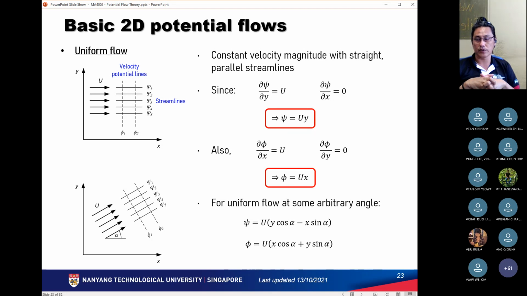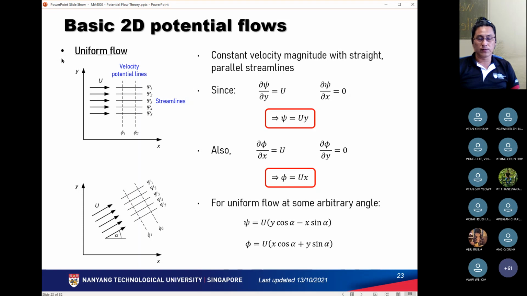And what it means is that it is possible for us to get more complex flow fields by simply adding the stream function or the velocity potential function of one potential flow scenario or entity with another 2D potential flow entity. But before we do that, let's find out what sort of basic 2D potential flow entities there are out there for us to add and so on and so forth. Now, the first one will be uniform flow.